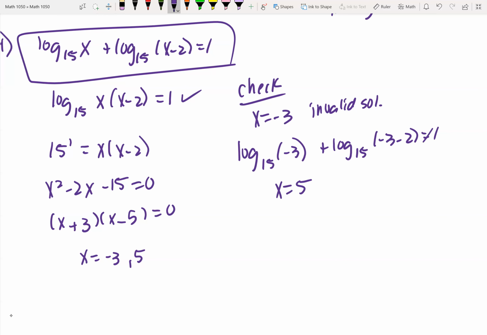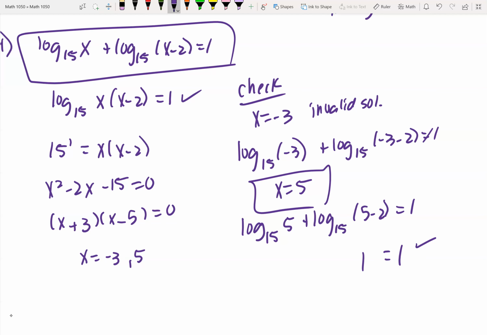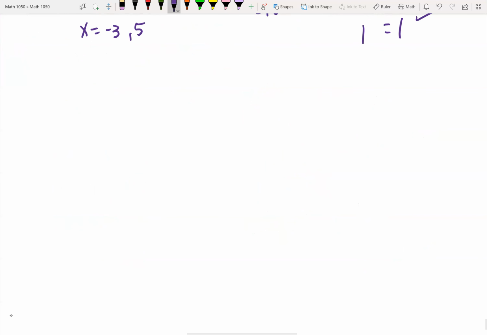Now I'm going to check x equals 5. So it's log base 15 of 5 plus log base 15 of 5 minus 2 is equal to 1. Please make sure you actually put this in your calculator. So to check that, you're going to go log 5, close it off, divided by log 15, close it off, plus log 3, close it off, divided by log 15, close it off, and I got 1 equals 1, checks out. There's my answer. Okay, 35.